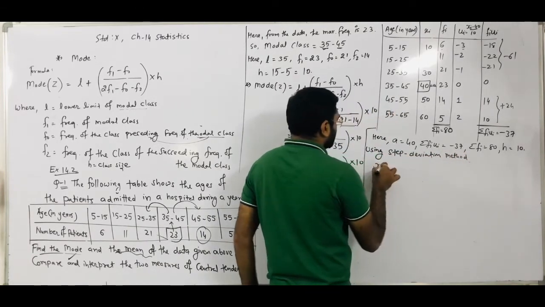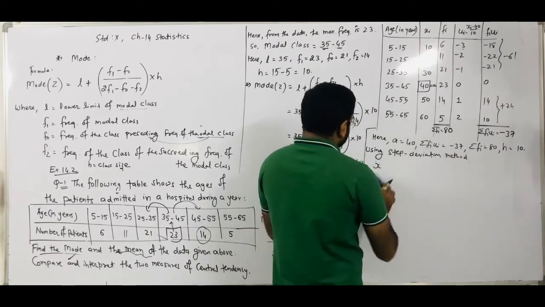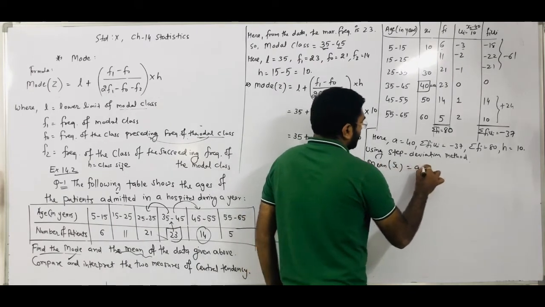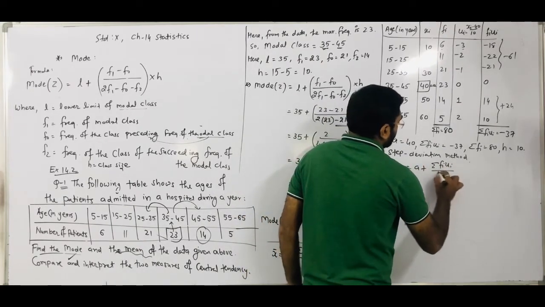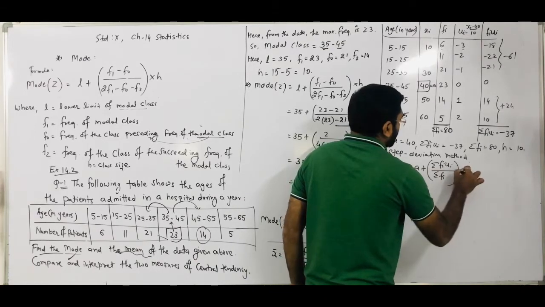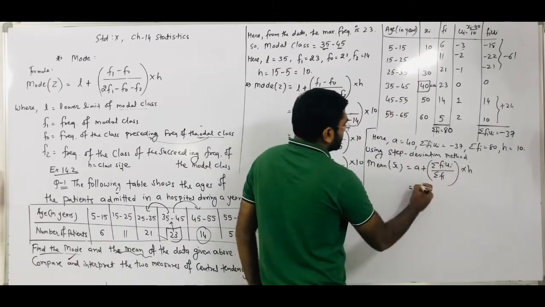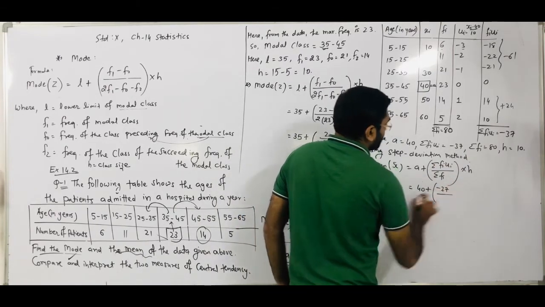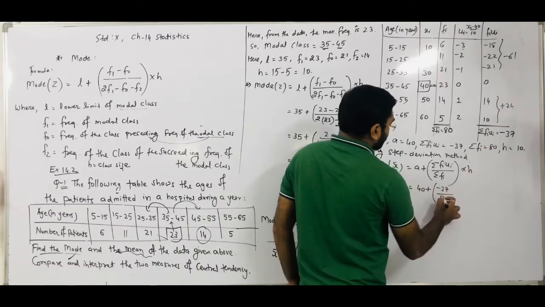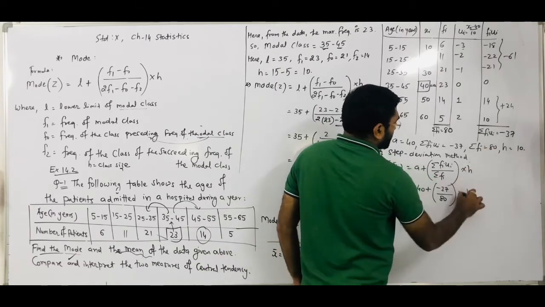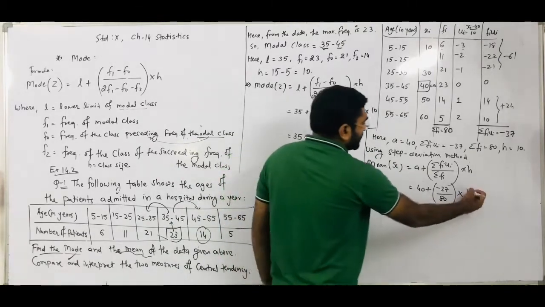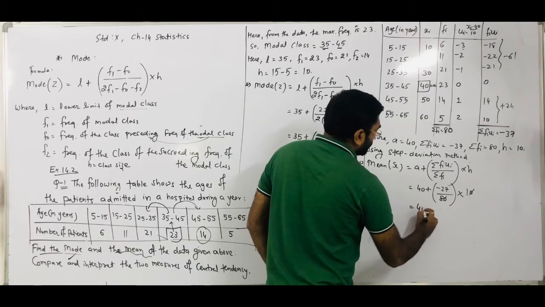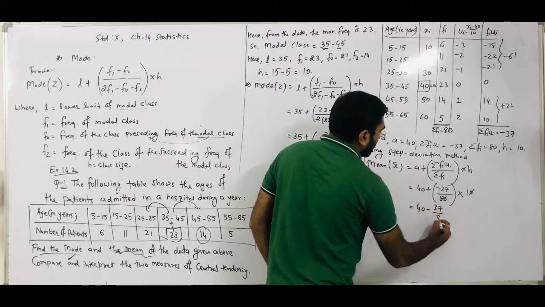Apply the mean formula. Mean x bar is equal to A plus sigma Fi Ui upon sigma Fi into H. Right? So A value we get as 14 plus sigma Fi Ui value is minus 37 divided by sigma Fi value is 80 into H value is 10. Right? Now that 0 is cancelled out here. So here is a plus and minus, there is a minus. So what we get? 14 minus 37 divided by 8.